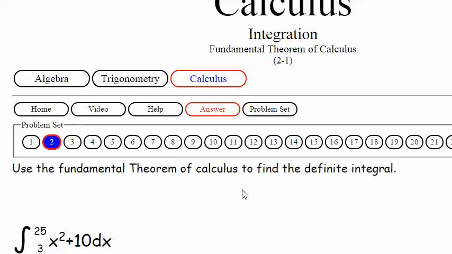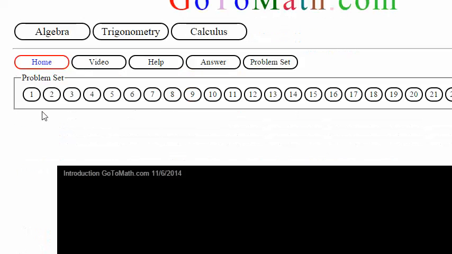Okay, so that's all there really is to the fundamental theorem of calculus. There is a second fundamental theorem of calculus, by the way, which is really cool. I think it's cooler than this one. However you want to define cool.